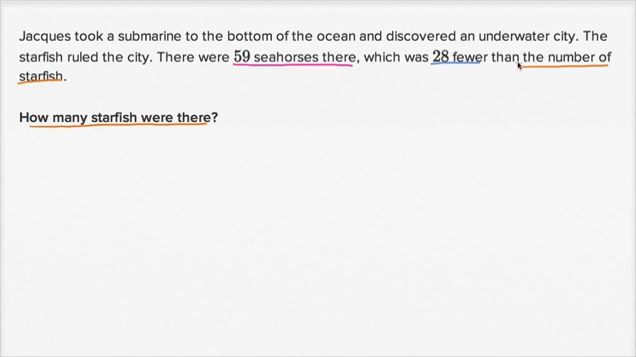So let's think about the second sentence here. The number of seahorses is 28 fewer than the number of starfish. So we could write: number of seahorses is 28 fewer than the number of starfish. So that means this is going to be equal to the number of starfish minus 28.